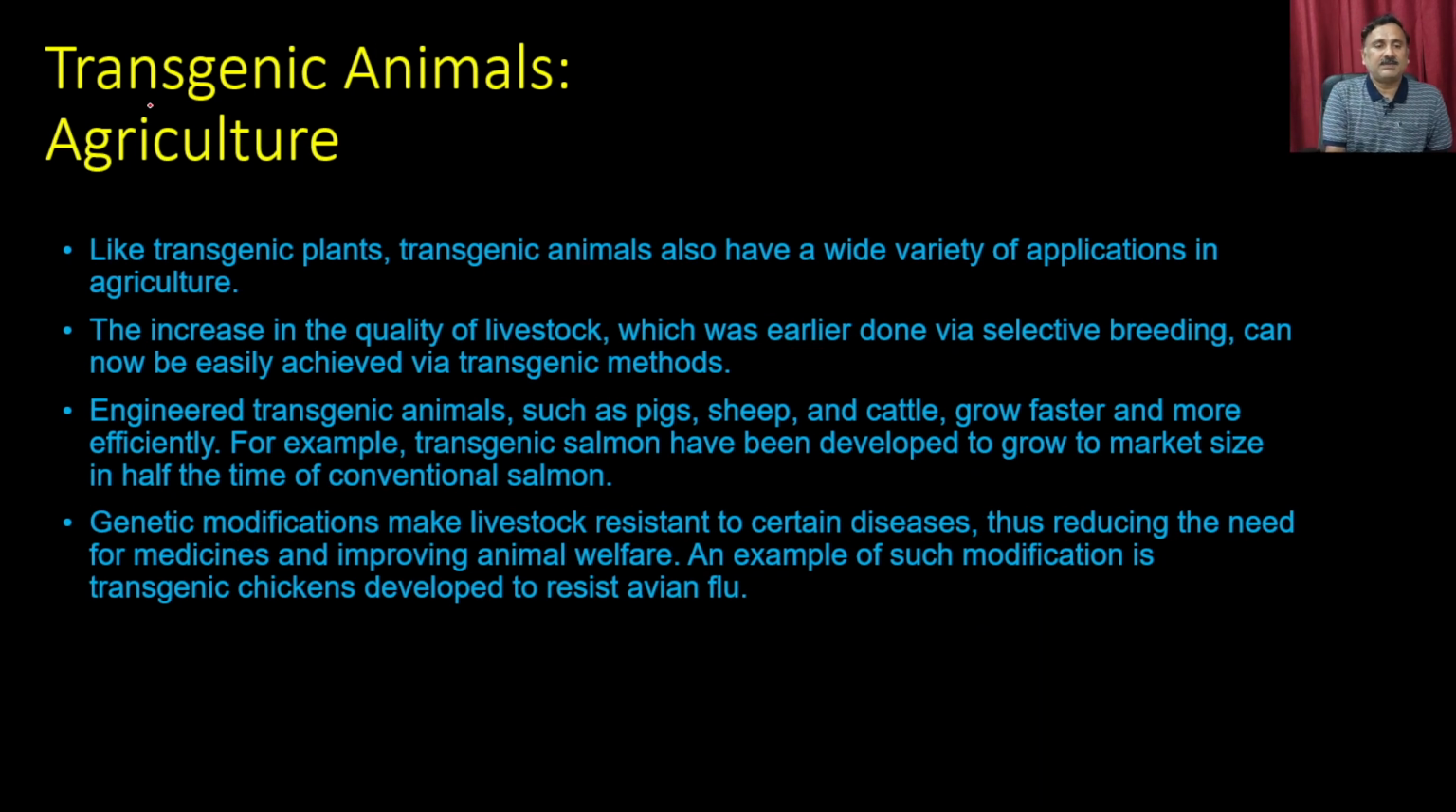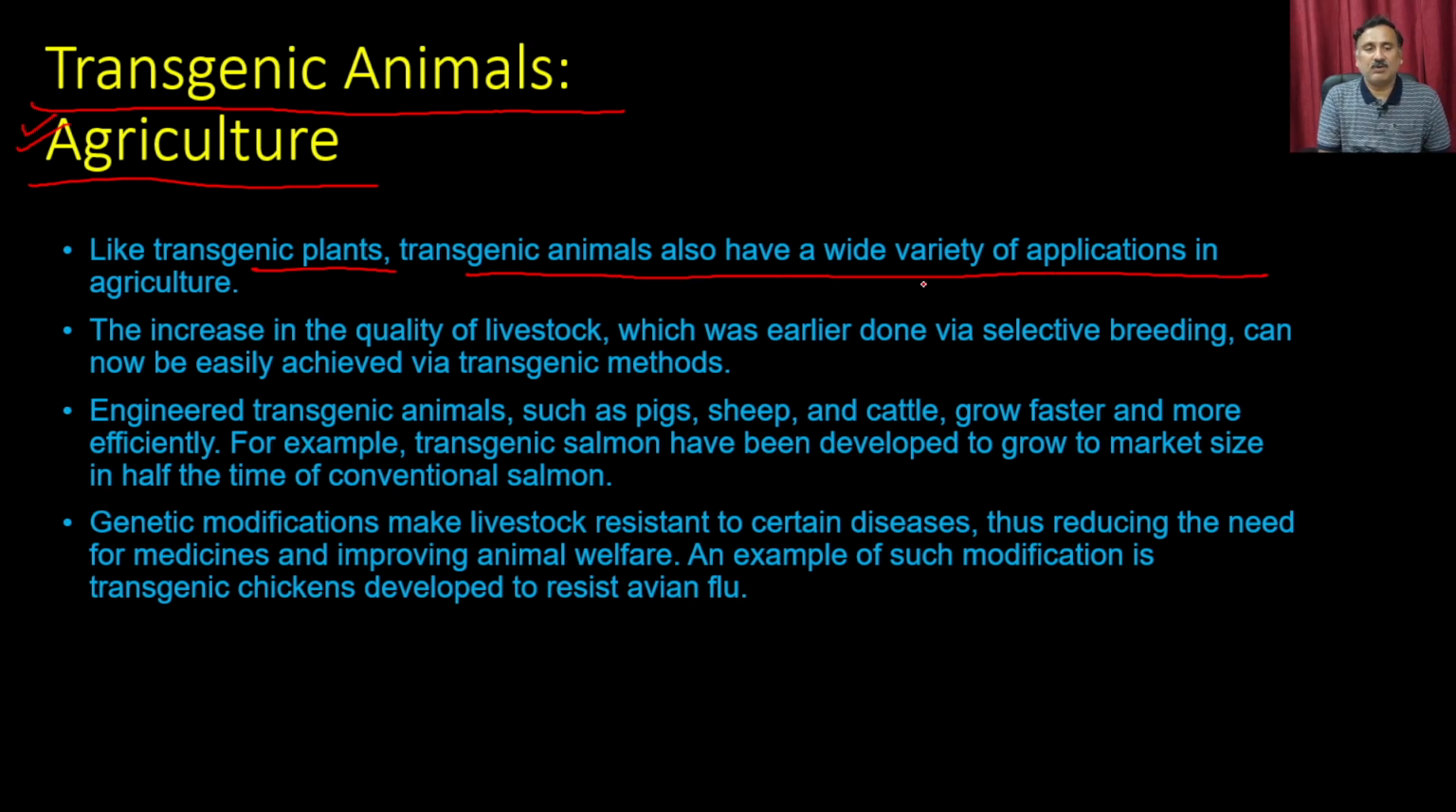Then we have transgenic animals. Transgenic animals also have applications in the agricultural field. Like transgenic plants, transgenic animals also have a wide variety of applications in agriculture. The increase in the quality of livestock, which was earlier done via selective breeding, can now be easily achieved by the transgenic methods. Engineered transgenic animals such as pig, sheep, cattle grow faster and more efficiently.